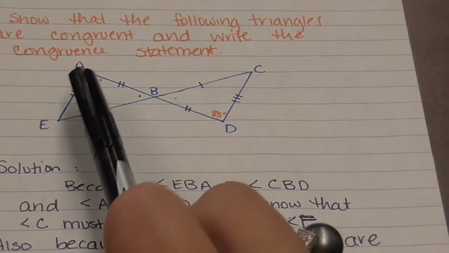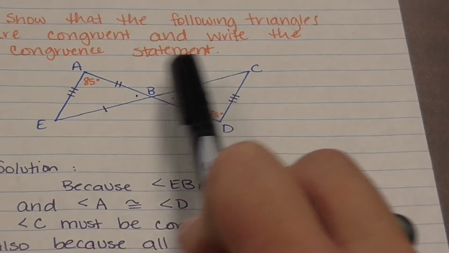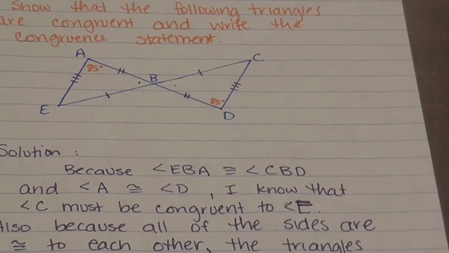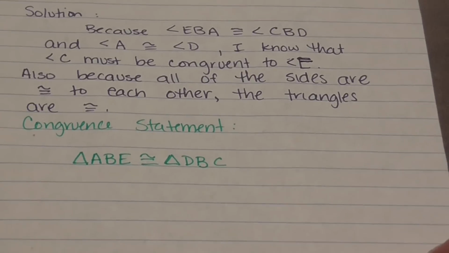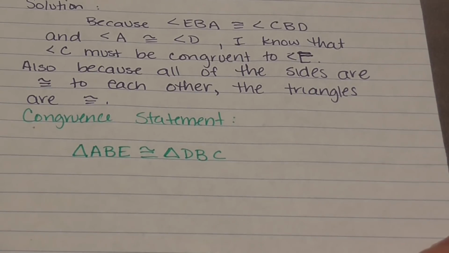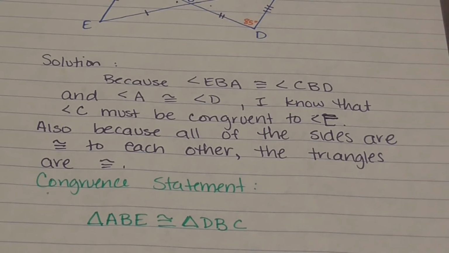So, all the corresponding parts, A and D, E and C, B and B, the segments are all congruent to each other. We have 6 sets. So our congruent statement for the corresponding parts is triangle ABE is congruent to triangle DBC.